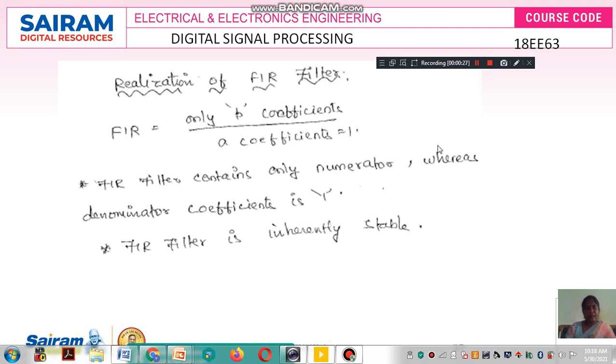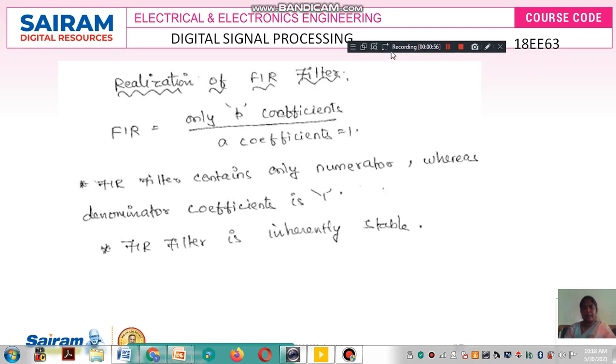Realization of FIR filter. The FIR filter can be realized in two forms. One is using system function realization. The other one is using difference equation. For a digital filter, generally the structure is realized by using the difference equation. And this FIR filter will have only B coefficients. Your A coefficients will be equal to 1. And this will be inherently stable. The FIR filter is inherently stable.